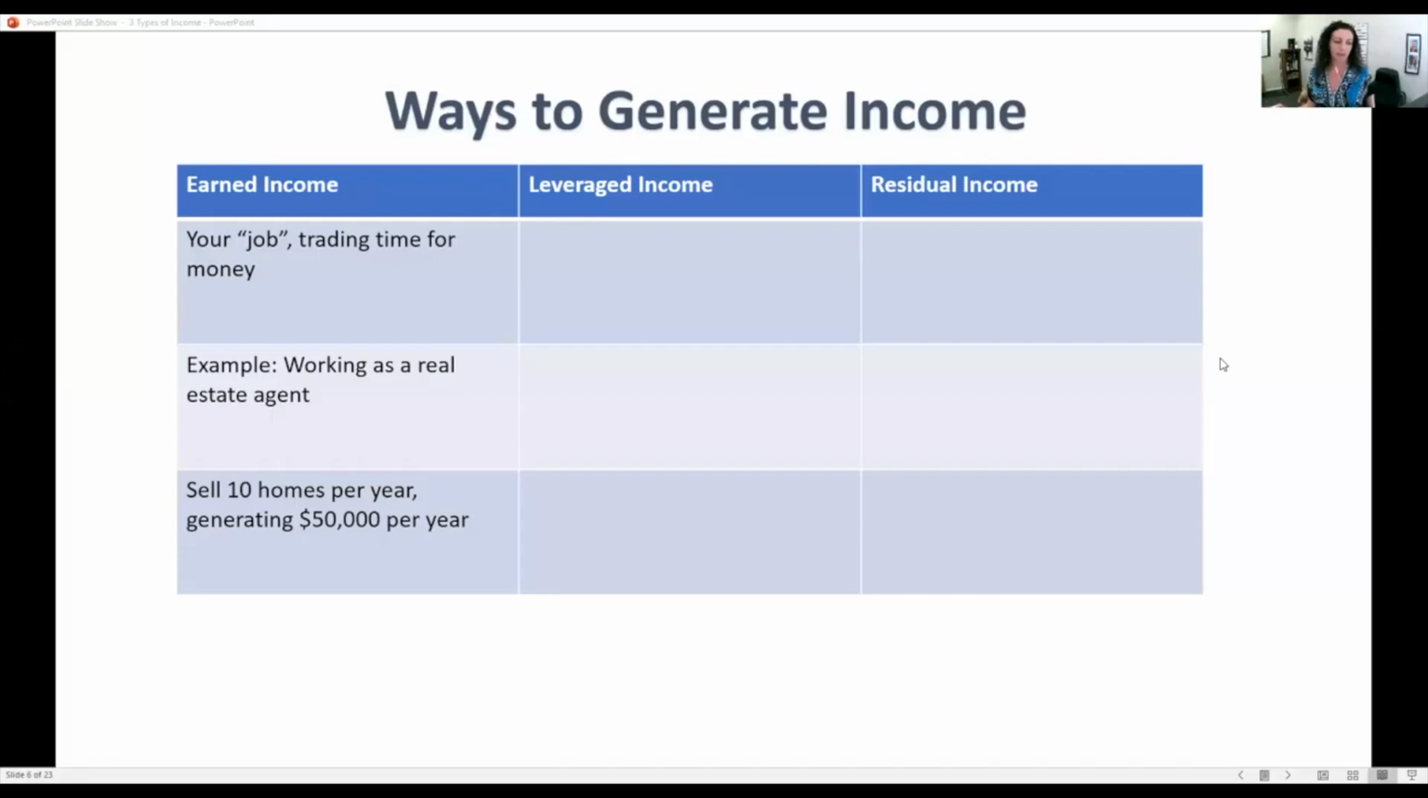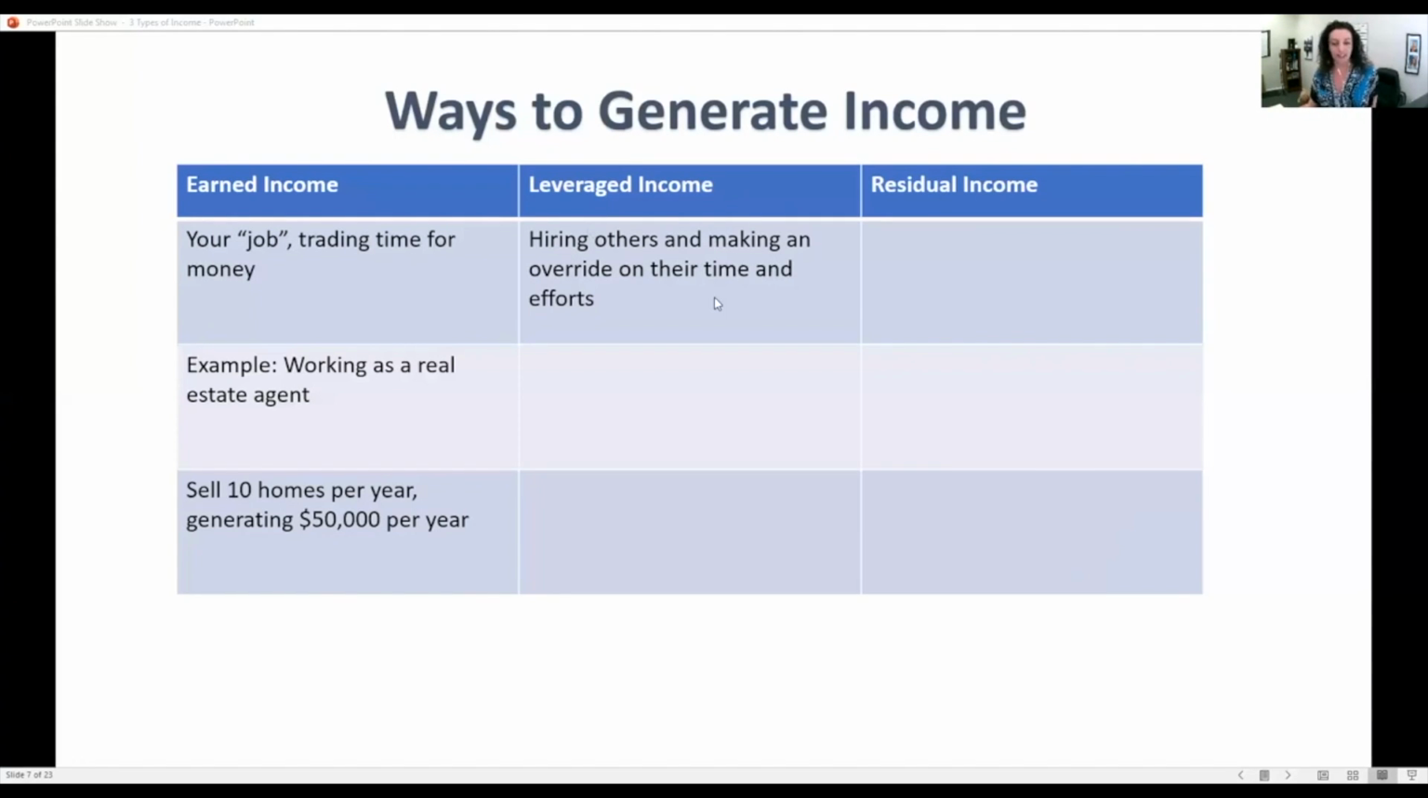Just to give an example, if you're selling 10 homes per year, you might be making $50,000, $60,000 per year. We call that earned income. That's pretty basic. Everybody should be doing that. If you don't have a job today, you definitely want to go out there and get one. That's pretty important.